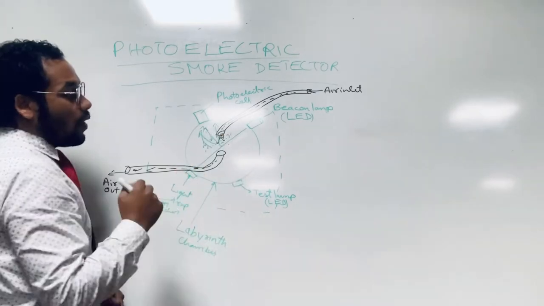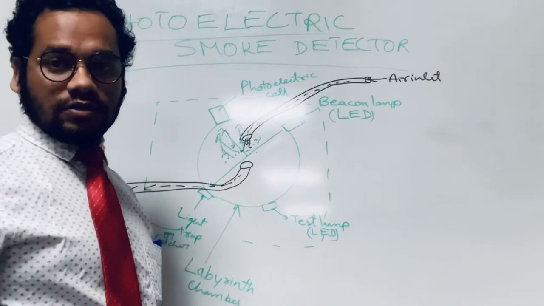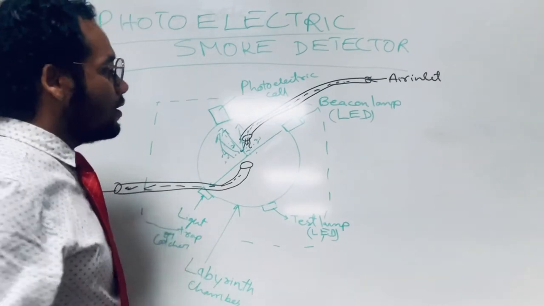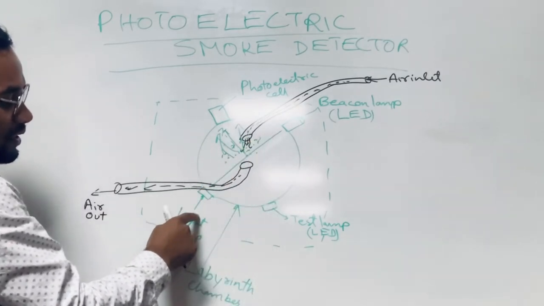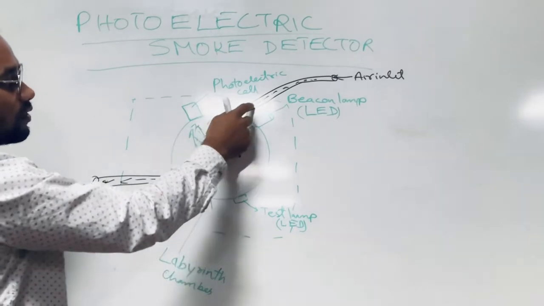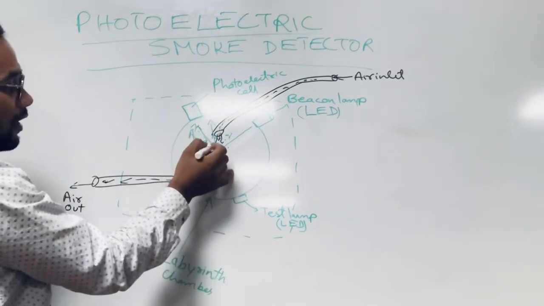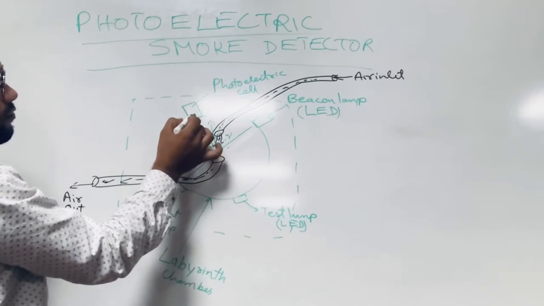Okay, so why did this light deflect? It's because of the presence of smoke particles. So note one point, friends: the light which was coming from the beacon lamp towards the light trap is reflected or scattered because of the smoke particles. And when this light is reflected, you can see here, friends, the light is going to the photoelectric cell.